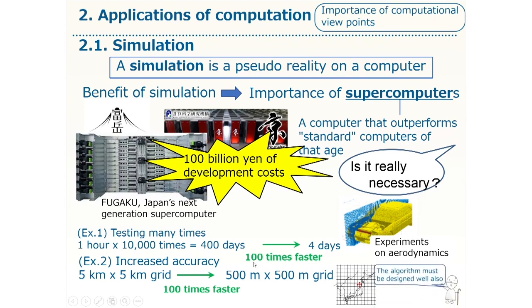Of course, here again, the algorithm design is important. Even if you have a 100 times faster machine, it is a waste of this computational power if you cannot make use of it. Excellent hardware and software are both important.